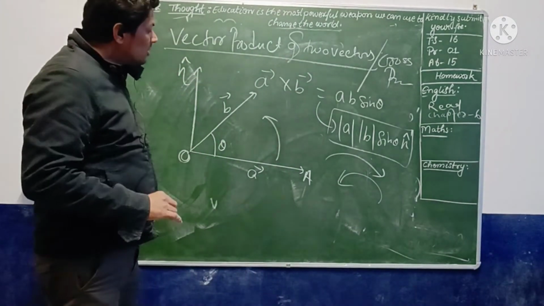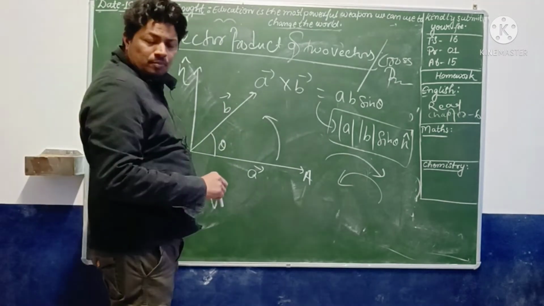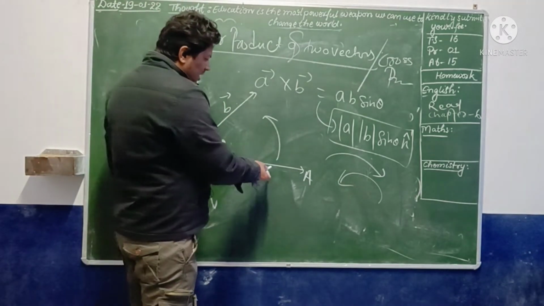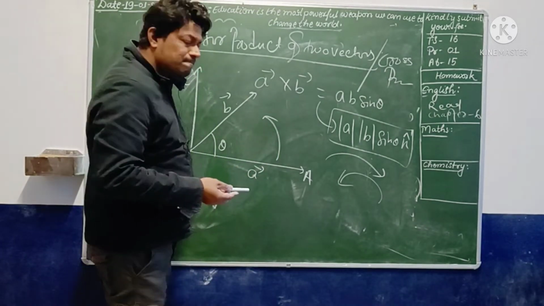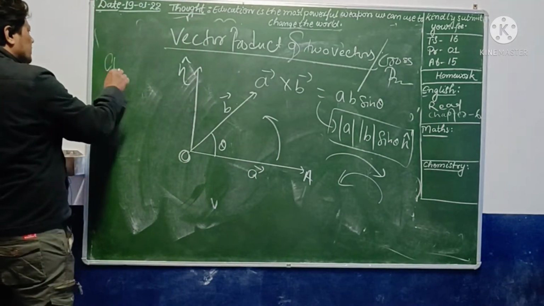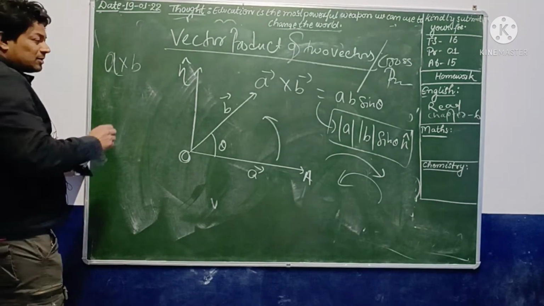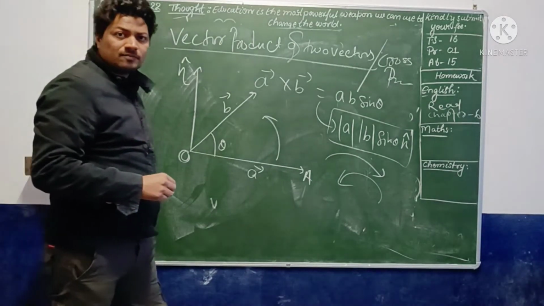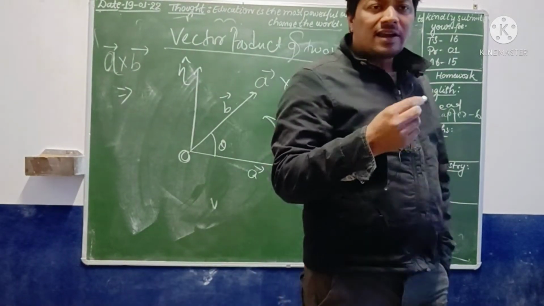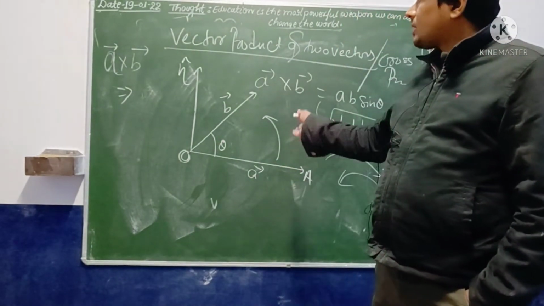Right? Note. You are going from A to B. You are going in this anti-clockwise direction. Okay? You are going from A to B, so you can write A cross B. We will write A first and B later. Vector A cross vector B. A cross B. Why is A written first? Why is it the priority? Because A comes first, and this one is B.